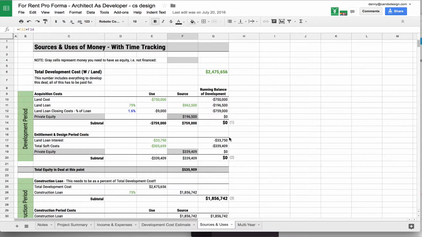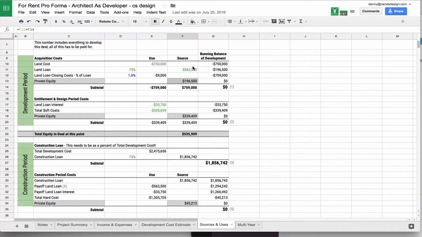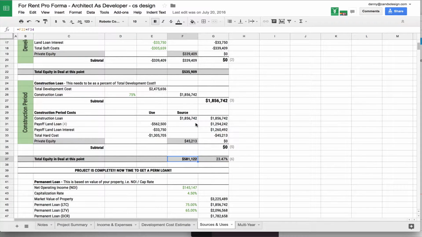So again, just to recap, you have a $2.5 million development cost. You need some upfront to pay for your land. So it's going to be partially private equity, partially a loan. Then when you get into construction, you're going to get another loan, but a larger loan than your construction cost, because we're basing it on the total development cost. And that should be able to pay for your land and most of your construction. Any shortfall, you'll have to make up with private equity.